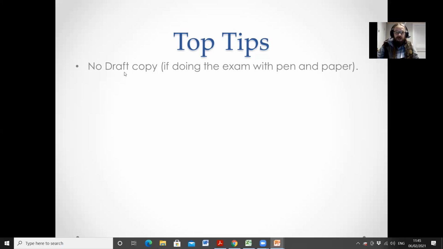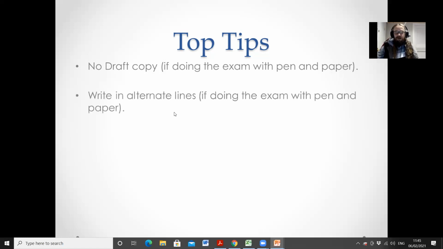And I see many people doing draft copies and passing. I'm not saying it's necessarily a bad thing. I'm saying, generally speaking, I would recommend avoiding it because people run out of time because they do draft copies. As simple as that. Writing alternate lines, I've already mentioned that. If doing the exam in pen and paper, because examiners expect to see that. Examiners get annoyed when you don't do that. It doesn't mean it's an automatic fail, it's not, but you do get marked down for it.